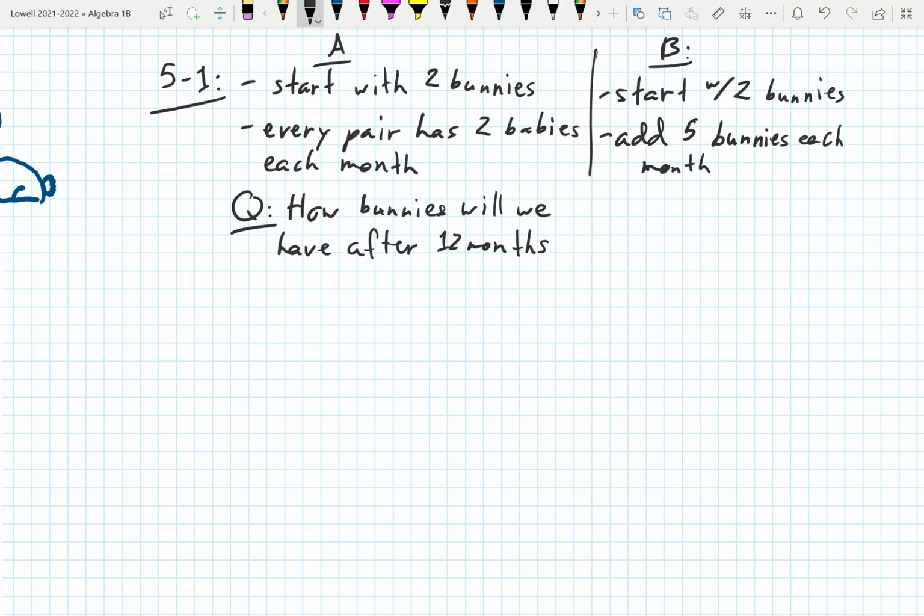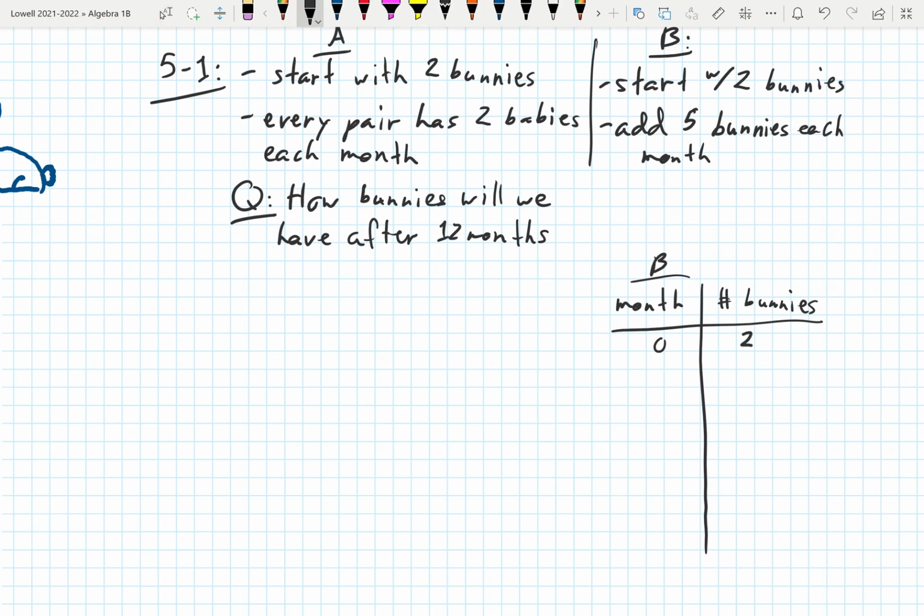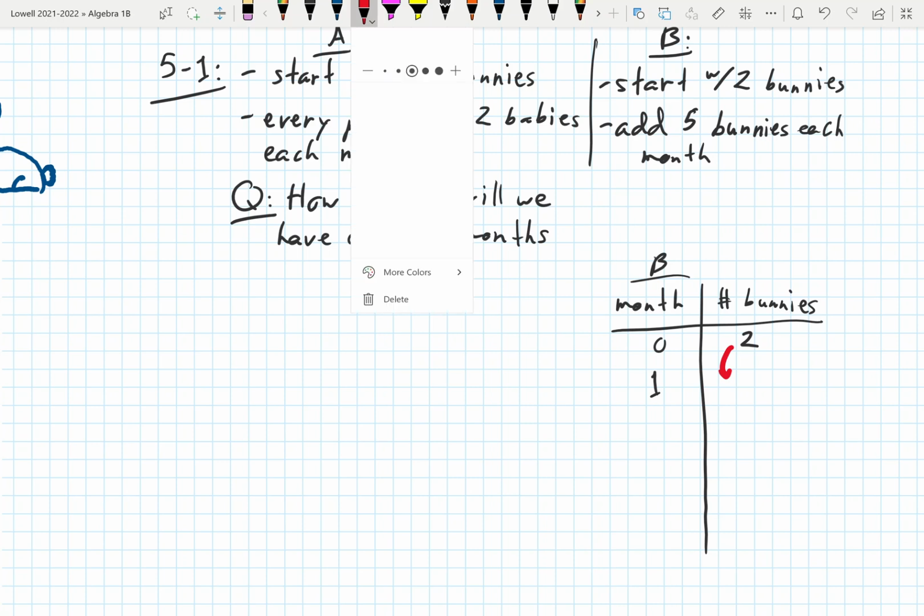Okay, so I think with situation B, it's a lot simpler, so we'll just kind of save that one quickly. Let's just start with that one. So for B, I'm just going to make a table here, month and number of bunnies. Okay, so if today is month 0, right, we'll start with month 0, and then we have 2. So in 1 month, we know that we're just going to add in 5. So I'm going to show that growth in my table. Let's make that a little smaller.